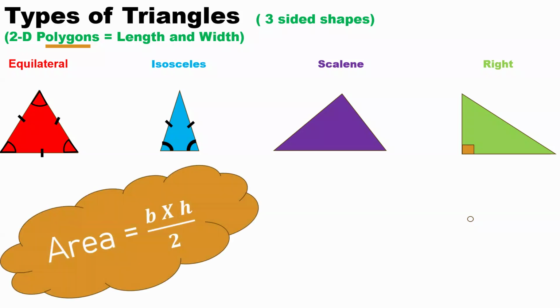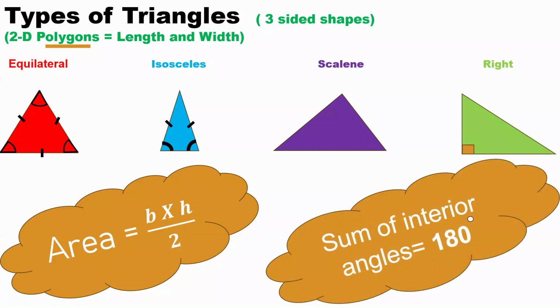Of course, the area for any triangle will be equal to base times height divided by 2. Remember, you need to memorize these formulas. Base times height divided by 2. And the sum of interior angles for any triangle is 180 degrees.